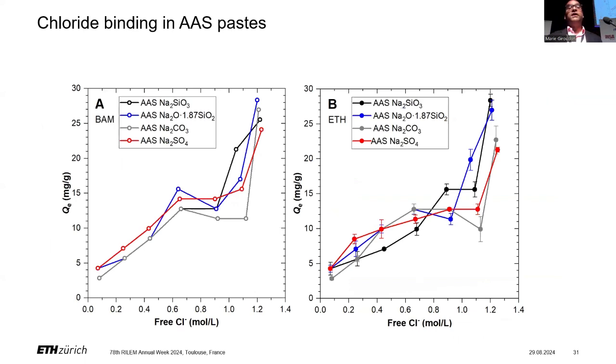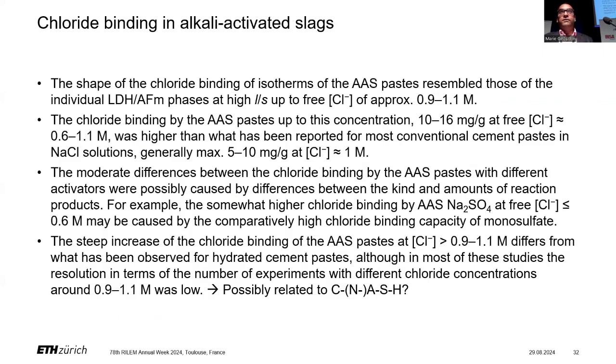So moving on to chloride binding in alkali-activated slag paste, what we saw was that for all of the activators, they showed fairly similar chloride binding as a function of the free chloride content in the solution. And these were tested in 2 different laboratories, so we could discard the possibility of an error. The shape of these chloride binding isotherms in alkali-activated slag paste resembles fairly nicely those of the individual layered double hydroxide or AFM phases, at least at high liquid-solid ratios, up to a free chloride concentration of 0.9 to 1.1 molar.